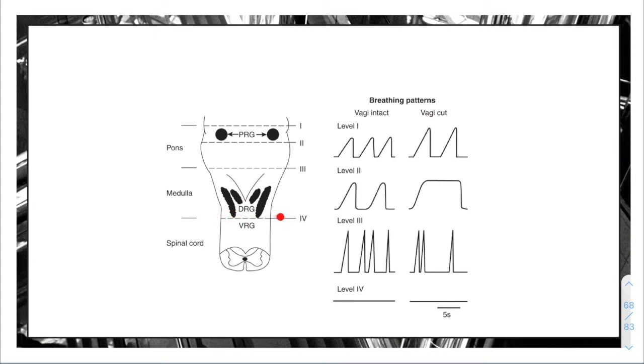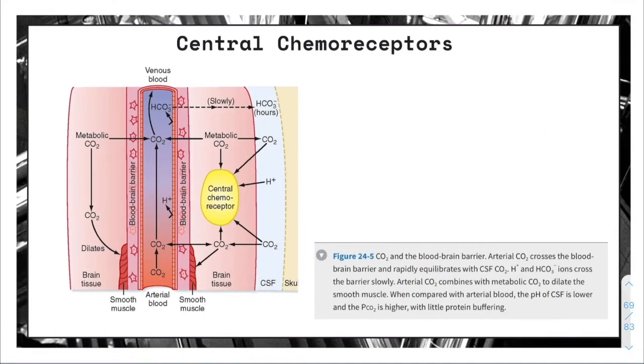If you transect at level 4, at the level of the medulla between your DRG and VRG, there would be no breathing, so you will not have respiration, and the patient would have to have respiratory support.